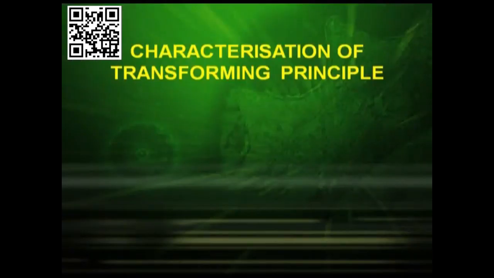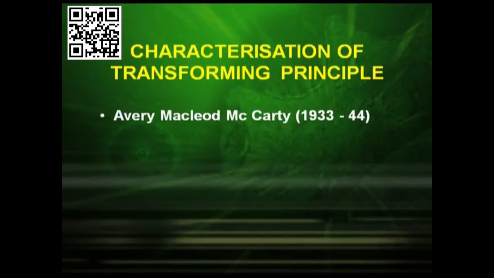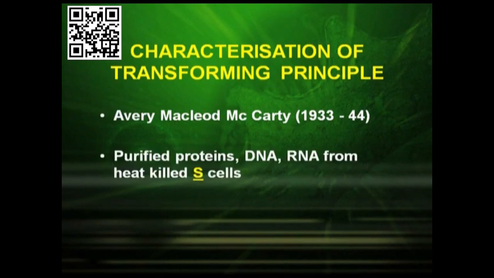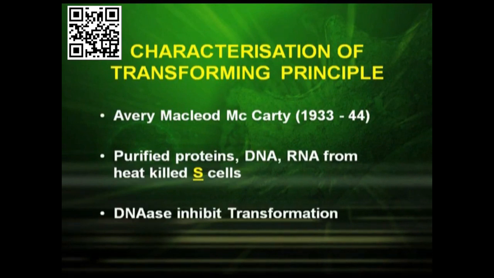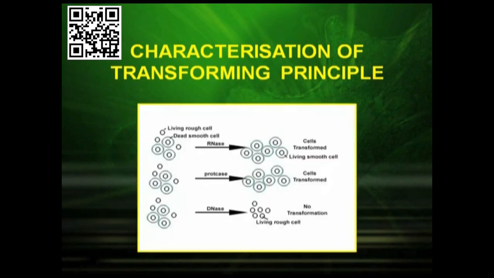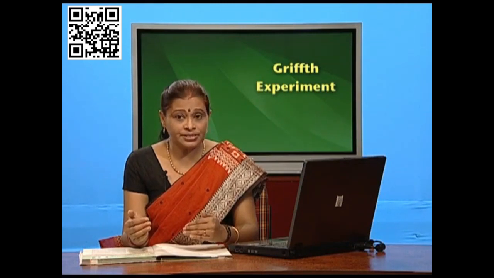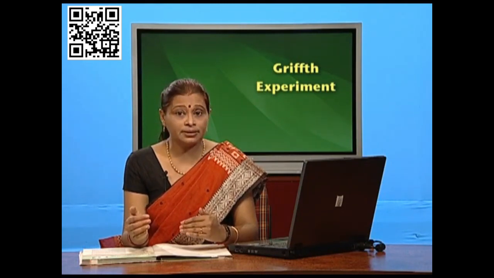So, in the next experiment, the characterization of the transforming principle was performed by three scientists, Avery, MacLeod and McCarty, 1933 to 44. They purified proteins, DNA and RNA from heat-killed S cells. To their surprise, they found it is only the DNase which inhibited the transformation. On the other hand, proteases and RNases did not affect the transformation. So, that clearly proves that DNA is the genetic material.